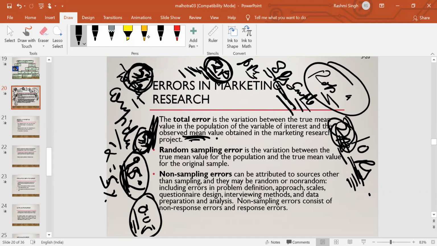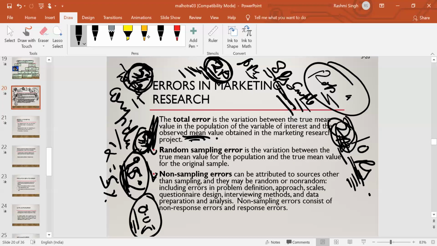Now you should know what the sources of error are, how this error comes. So there are two different sources of errors: the random sampling error and the non-sampling error. As its name suggests, sampling error is the error that will arise because of the sample, and non-sampling error is the error that will arise because of other than this sampling error. Random sampling error basically arises if you choose the wrong sample for your study.